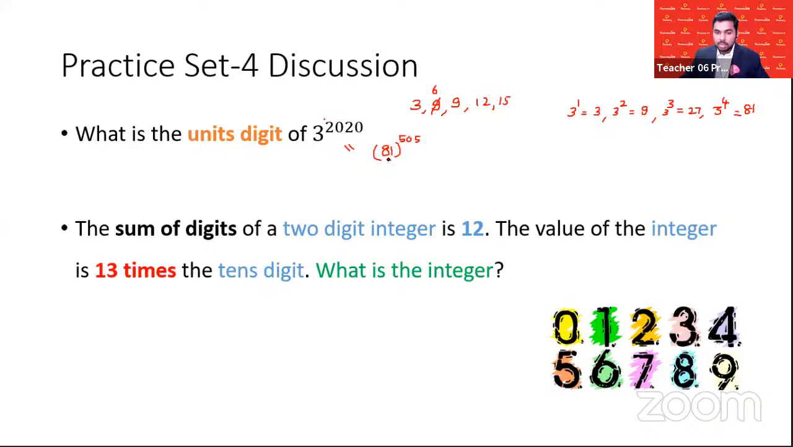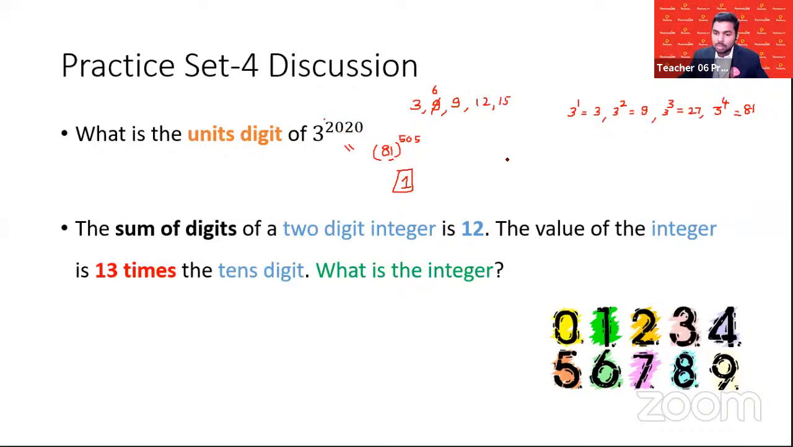Now any number which ends in 1, raised to the power of something, has a units digit of 1. So this is a very important property. So 1 is the answer. The units digit that corresponds to 3 power 2020 is 1.